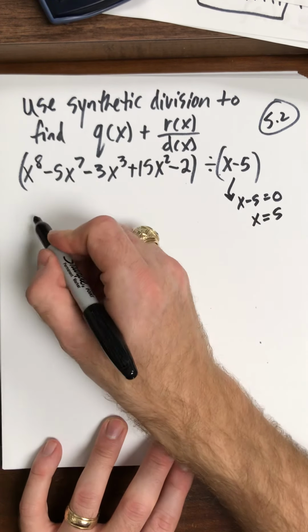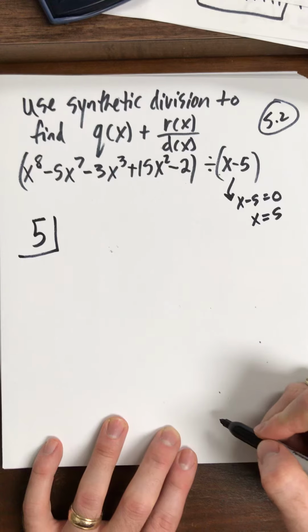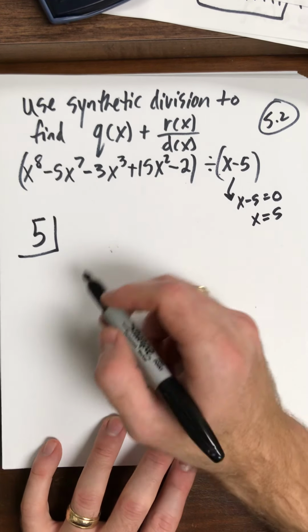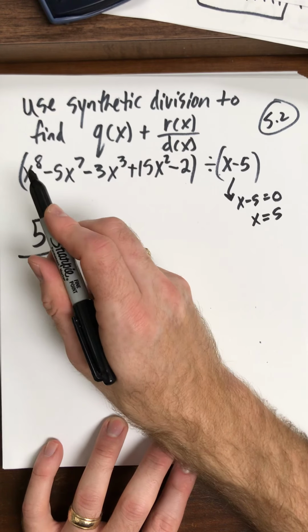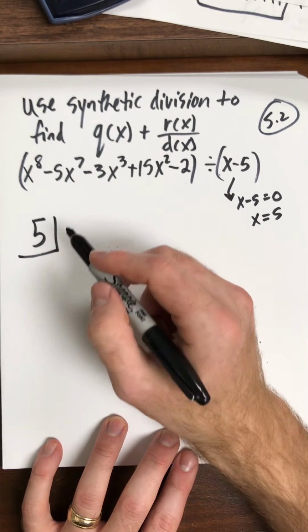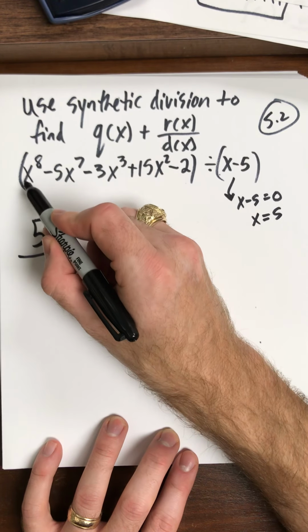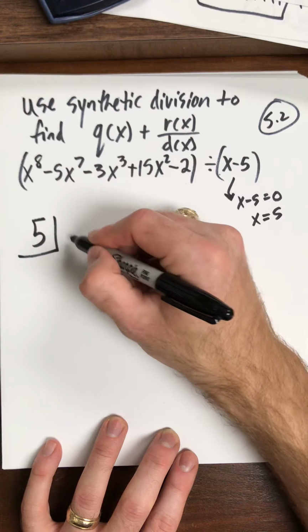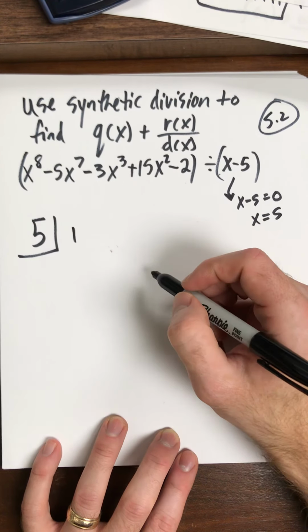Now that 5, I'm going to box it up right here, okay? So we're going to test to see what's going on here. I'll look at the coefficients, and that's all I care about. I'm only going to keep track of the coefficients. What's the coefficient for x to the 8th? It's just a 1. There's no number in front, assume it's a 1.